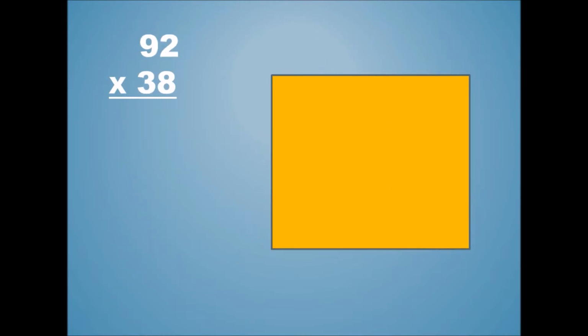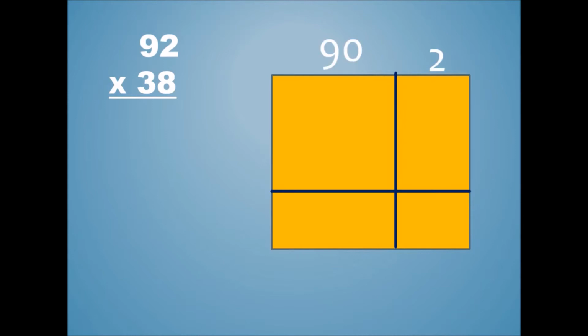Ooh, 92 times 38. So those are bigger numbers now. So let's go ahead and split them up. So the first box, 92, we're going to go ahead and get 90, and then the 2, and then 38. We're going to split them up, and we get 30 and the 8. Okay, so are you ready?